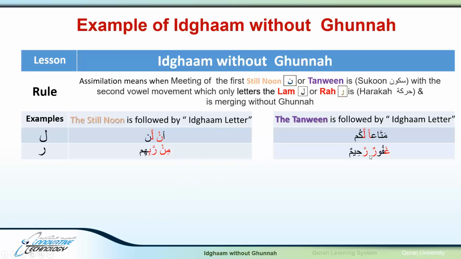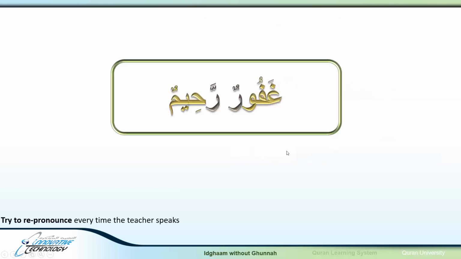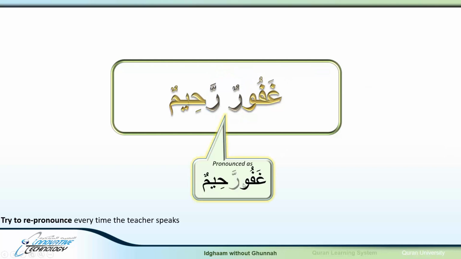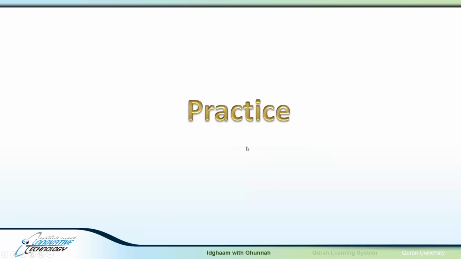The last example, غفور رحيم. غفور, we have a tanween with dam followed by a ra. When we merge the tanween, the noon sakinah of the tanween, into the ra, it will sound like this: غفور رحيم. No tanween, directly from the waw into the ra. And now let's put what we have just learned into a practical example.